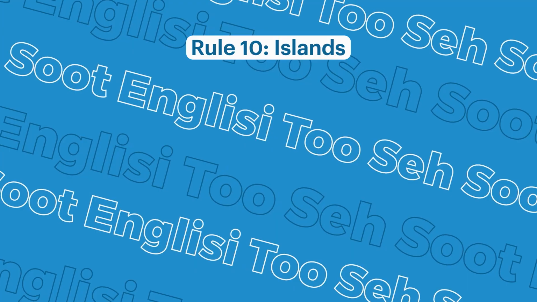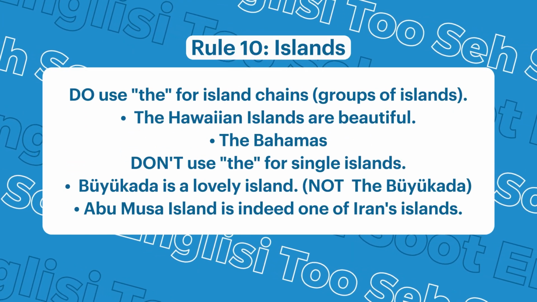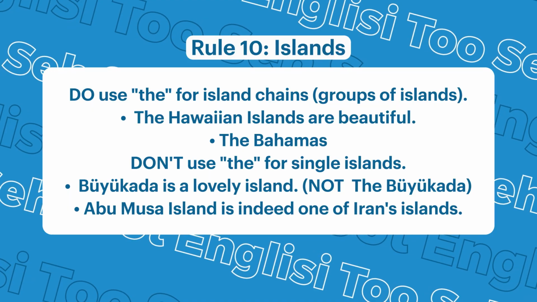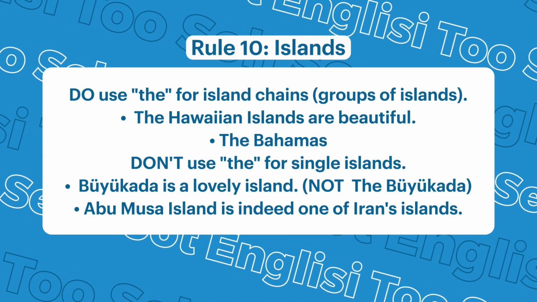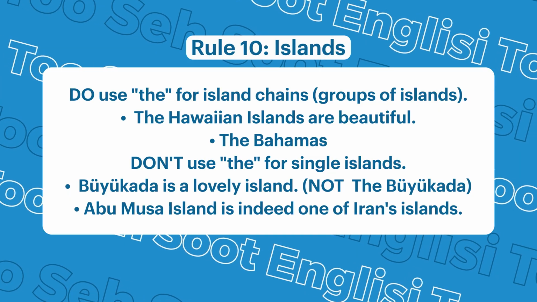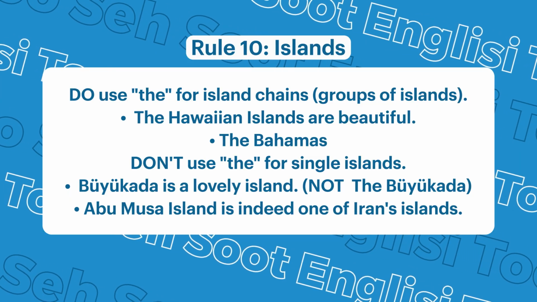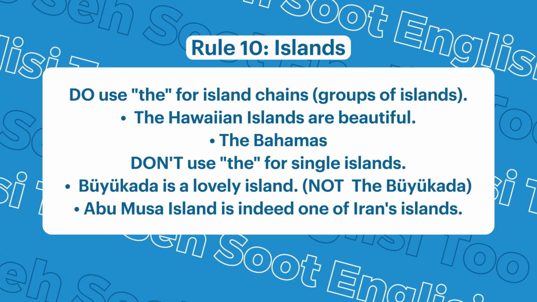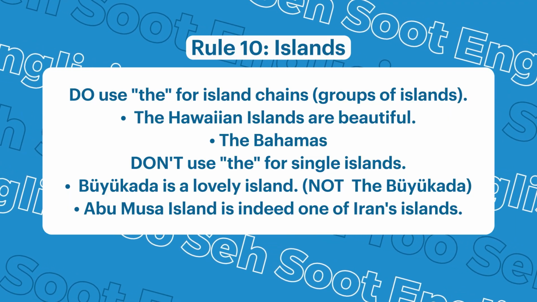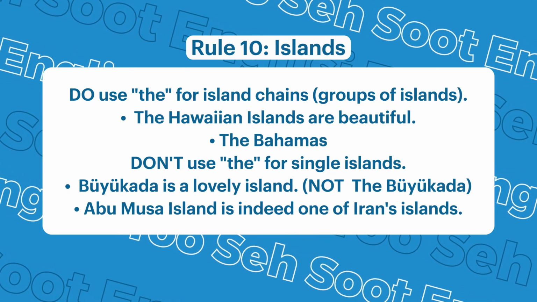Rule number 10: islands. Do use "the" for island chains. It means a group of islands. For example, the Hawaiian Islands are beautiful. The Bahamas. And also do not use "the" for single islands. For example, Buyukada is a lovely island. Do not say "the Buyukada." And also Abu Musa Island is indeed one of Iran's islands.